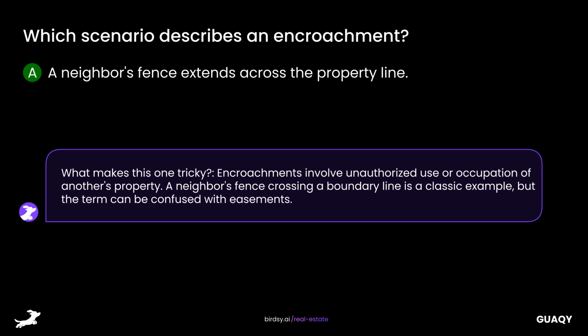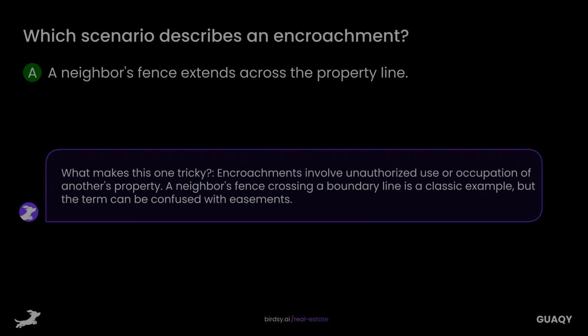Encroachments involve unauthorized use or occupation of another's property. A neighbor's fence crossing a boundary line is a classic example, but the term can be confused with easements.